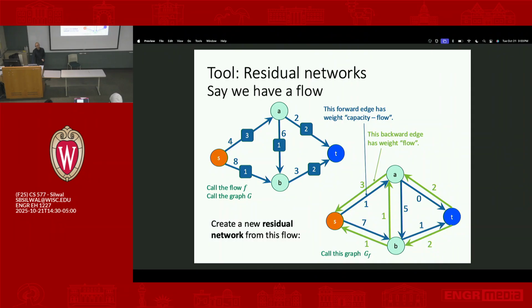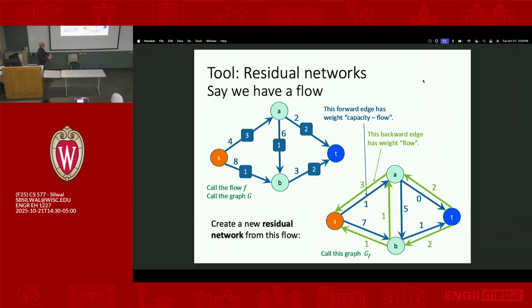Initially, it has a capacity, and I'm sending some flow through that edge. Whatever is left over, 4 minus 3, that edge will exist in this other graph, in this G sub f, and it's going to have capacity 1. But we're also going to keep track of the fact that I sent 3 units of flow on that edge by adding another edge that goes the opposite way. That I'm going to draw as these green edges.